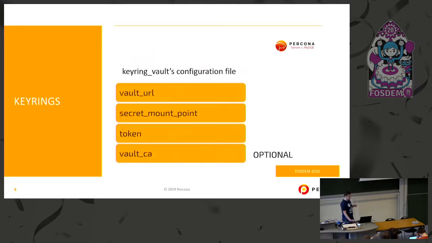So this is the configuration file for Keyring Vault. Vault URL, so that's the URL of Vault server. The secret mount point you need to create on Vault server where the keys are going to be stored, and you can use this path to separate those places for each Percona server. Then you have a token. A token is provided to you by Vault server. It's a one-time token. And Vault certificate. This one is optional because you can add your Vault certificate into your machine, so it would be trusted by the machine, or you can provide it here and Keyring Vault will use it to authenticate the Vault server.